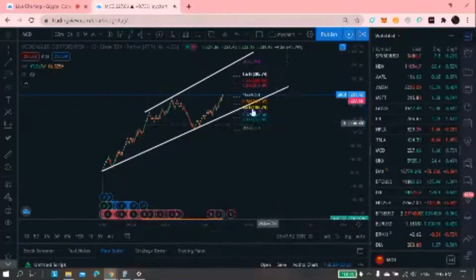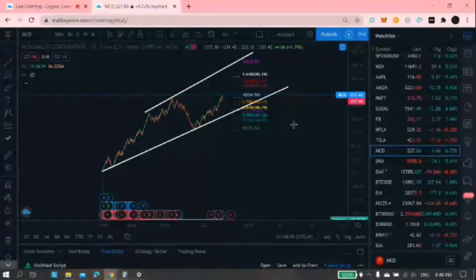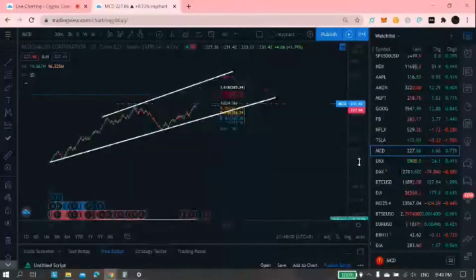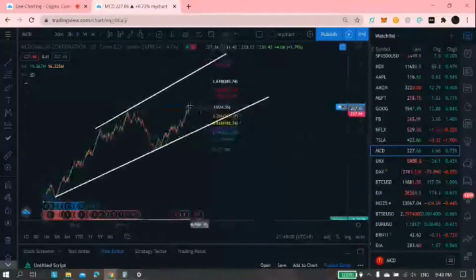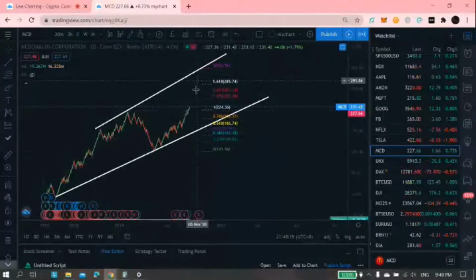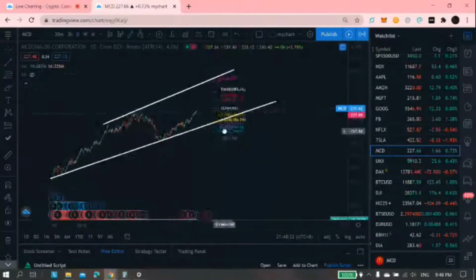So possible next resistance is around 1.272, around 251 area. So yeah, if there's no target, but of course this is the longer term target. But of course it will not go that in an instant. There will be a pullback, but the trend is bullish.